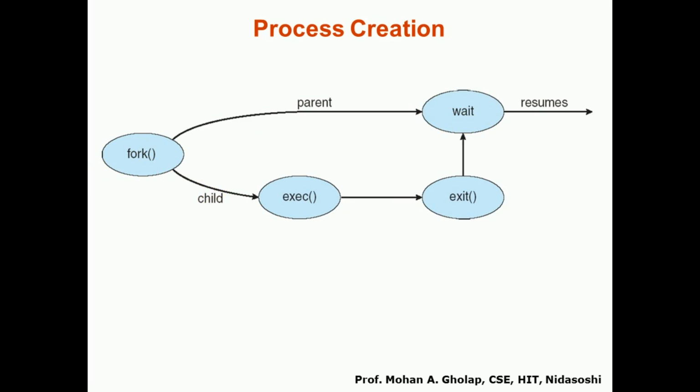For that, in the child space you have to call the exec system call. The exec system call accepts as its argument the program to be executed. When you pass this program name to exec, the corresponding program will be executed as a part of this child's activity. When the child finishes execution, it calls exit to exit the execution. When the child exits, the parent is notified, comes to know that the child has completed its execution, and after that it resumes its execution. In this way the process creation operation is carried out.